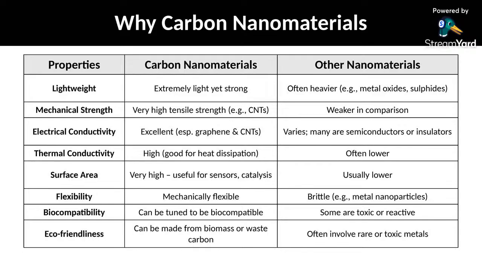Therefore, it is used in sensors or catalytic activities. Other nanomaterials are usually low. Mechanically flexible, while others are brittle. Biocompatibility: it can be turned into biocompatible materials, while some others are toxic and reactive. In some cases, carbon nanomaterials also show some toxicity, but if we use them judiciously, they will not affect us. Then eco-friendliness: they can be made from biomass or waste carbon. We can use waste to produce carbon-based nanomaterial, whereas other nanomaterials are often rare in nature and use toxic metals. So that's why we use carbon nanomaterials.